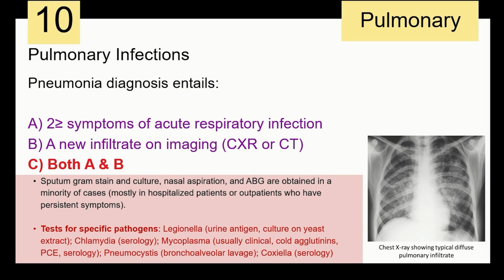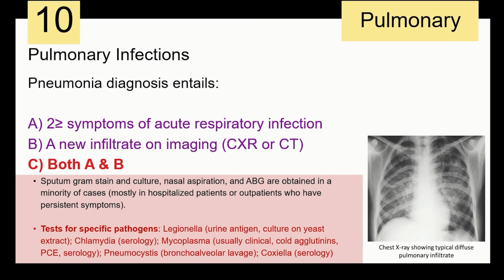Imagine a patient is unresponsive in an acute condition, for example, and we look at their chest x-ray or their CAT scan, and we see clear evidence of pneumonia. We don't need to look for symptoms of an acute respiratory infection to diagnose pneumonia. The imaging alone would be enough.